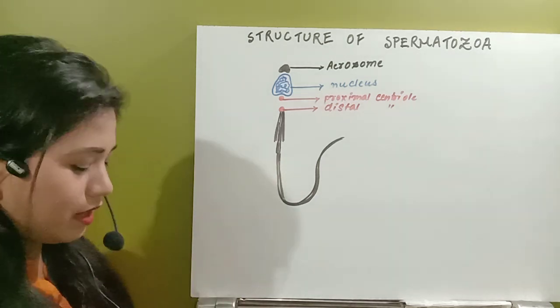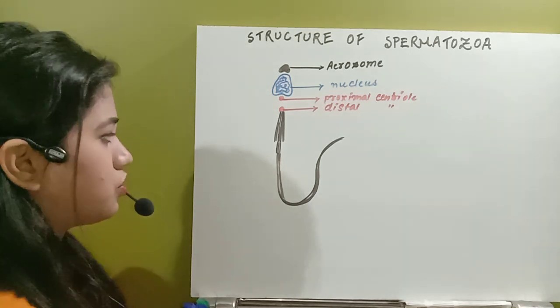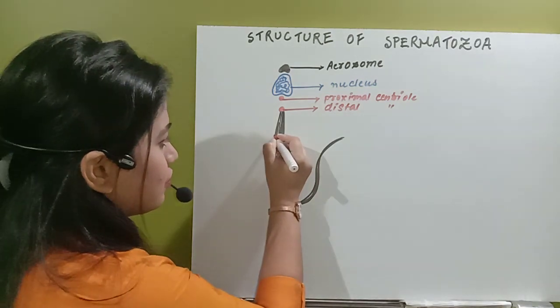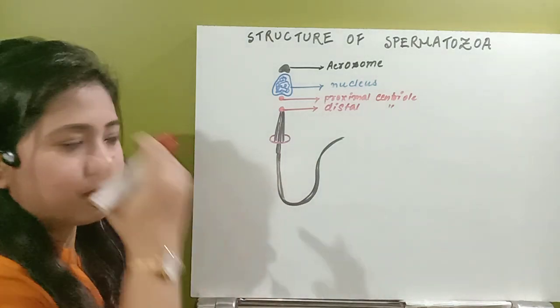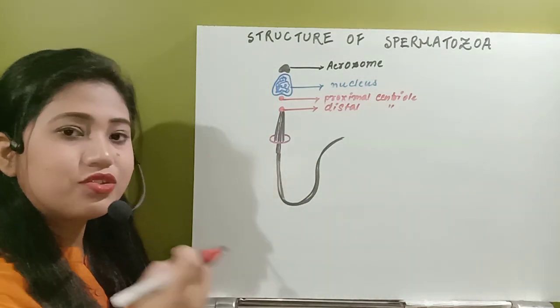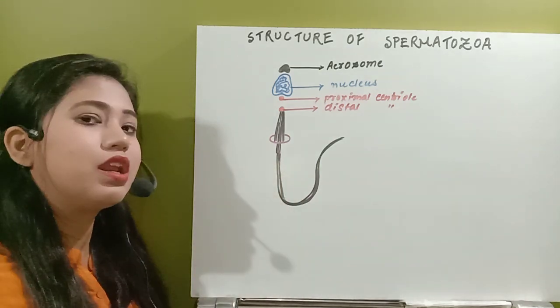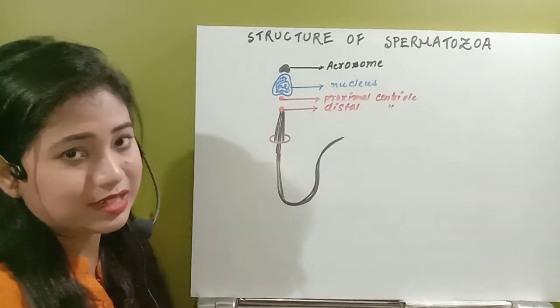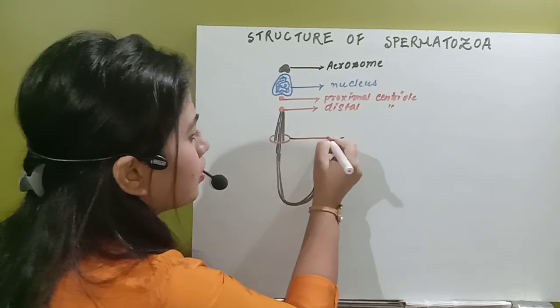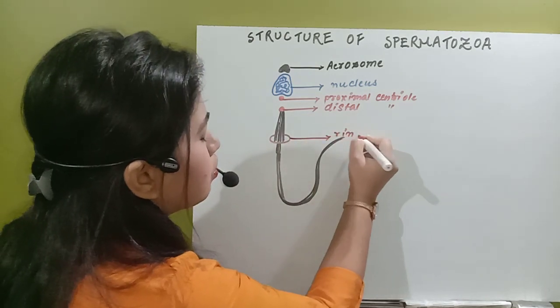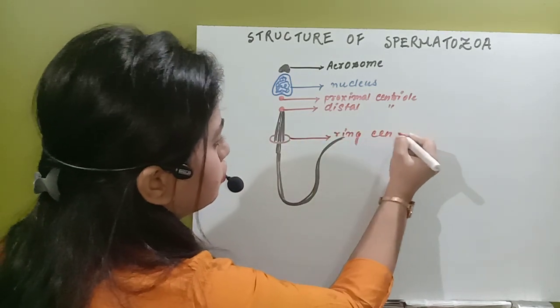Now this axial filament will pass through a structure known as the ring centriole. Remember, this ring centriole is the structure from where the axial filaments run posteriorly and get elongated towards the tail. But the real function of this ring centriole is still not understood.